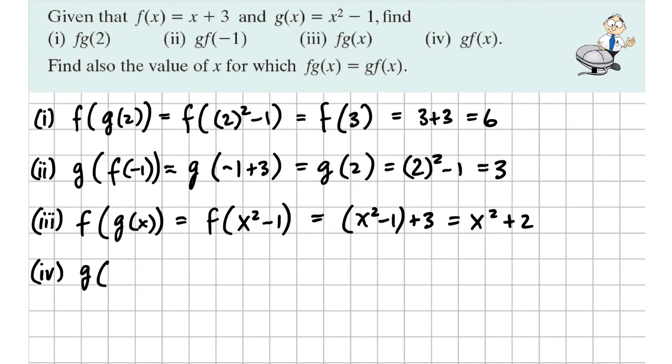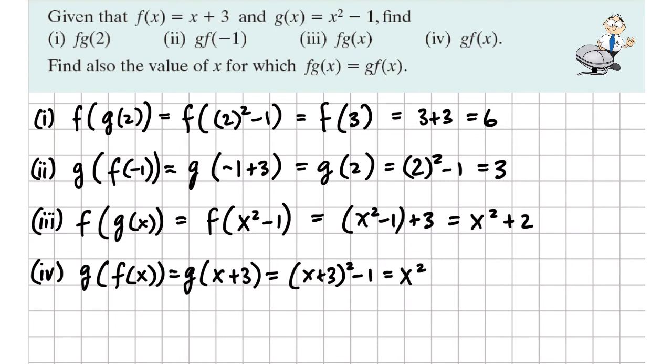The next one is gf of x. So this time we're putting the function f of x, which is x plus 3, into the g of x function. So this becomes x plus 3 all squared minus 1. So squaring the binomial, we square the first term, which becomes x squared, multiply the two terms and double it, 6x, and square the last term, which becomes plus 9. And we're taking 1 from this. So this becomes x squared plus 6x plus 8.